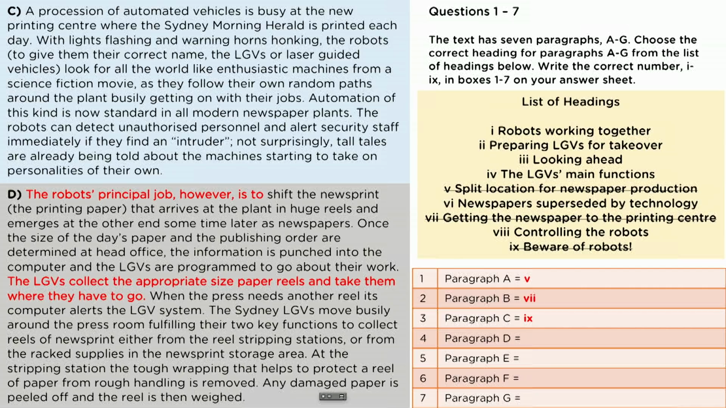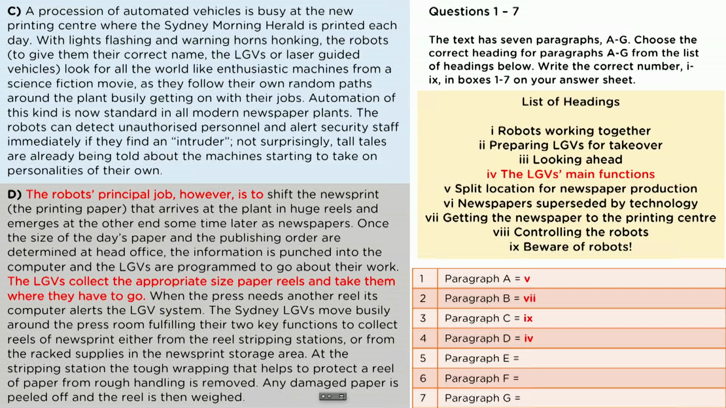The first phrase gives this away. The robot's principal job, however, is to. Just look at that. The robot's principal job. Now look at the headings and see which one you can match. Now remember, the robots are also called LGVs. Hopefully you're looking at number 4 there, which says the LGV's main functions. It also says in the second sentence, the LGVs collect the appropriate size paper reels and take them where they have to go. That paragraph is about the LGVs, the robots' main functions.